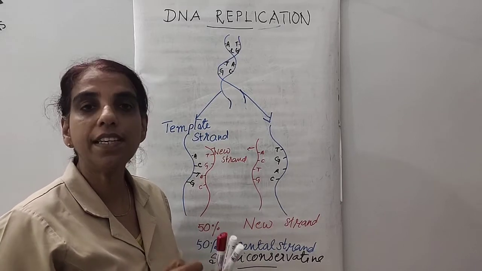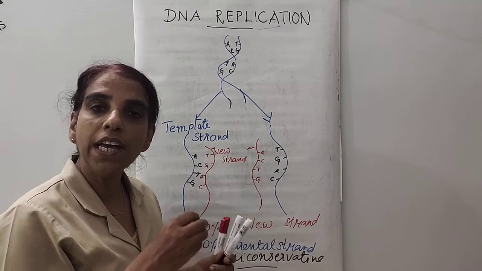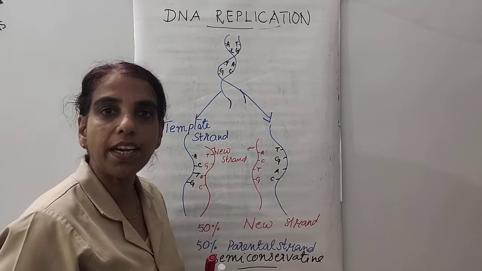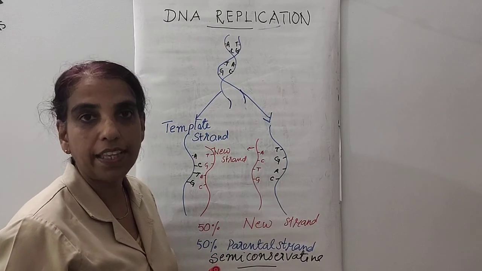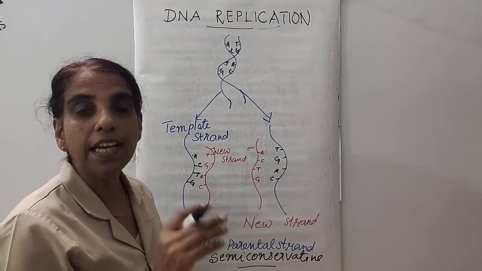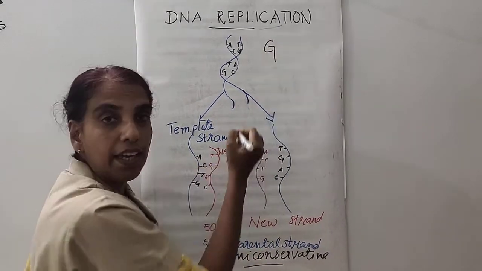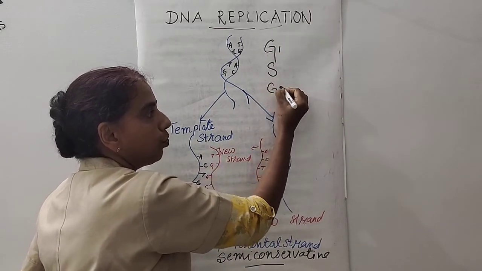Even in microorganisms like bacteria, the same DNA replication takes place. We have studied cell reproduction in class 11. At that time we studied the cell cycle. In the cell cycle we studied three phases, G1, S and G2.